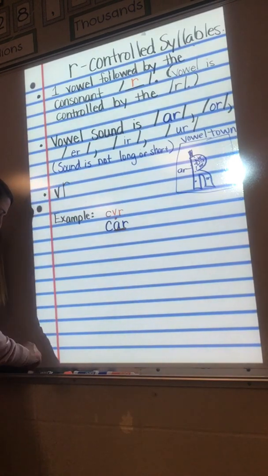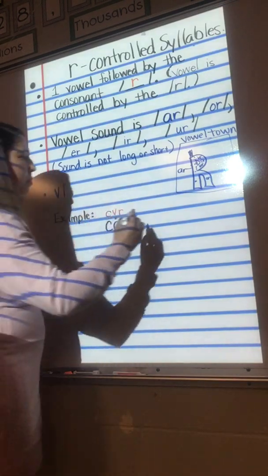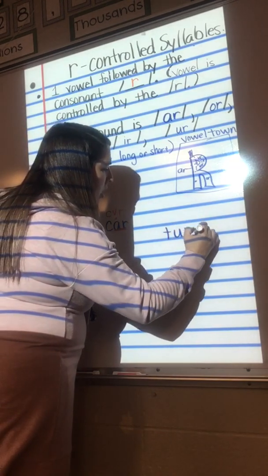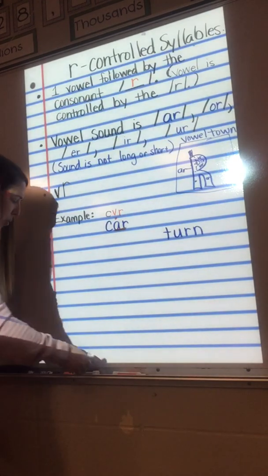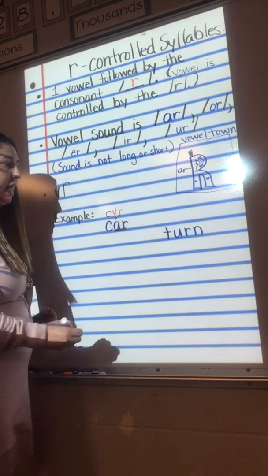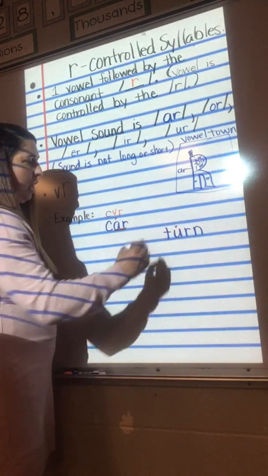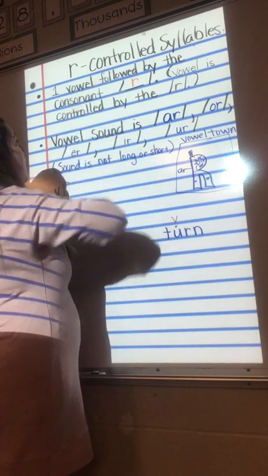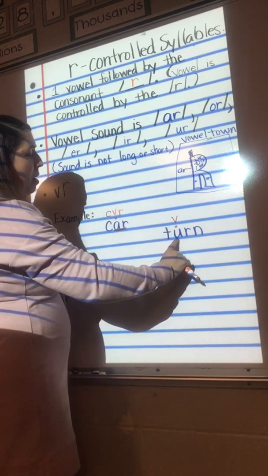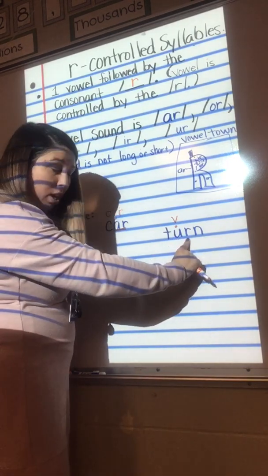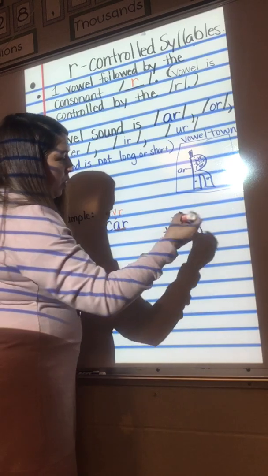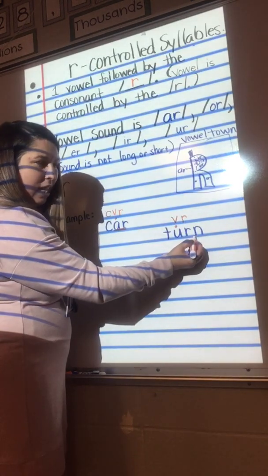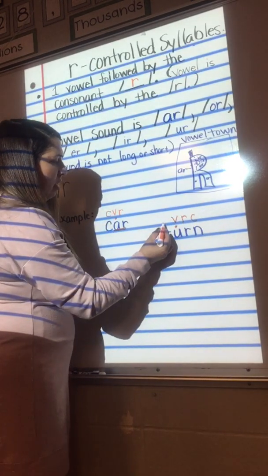Okay. Let's do this word. T-U-R-N. Okay. Let's see if we can identify this. I already see a vowel, which is U. Okay, so there's my vowel. Now, I notice if I'm trying to label it or identify it as R-controlled, so I see my vowel, is it followed by a consonant R? Ah, it is. So I can already tell this is going to be R-controlled. What's the N? It's a consonant. What's the T? It's a consonant.